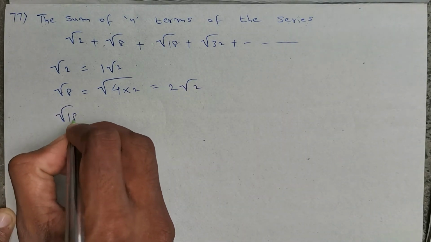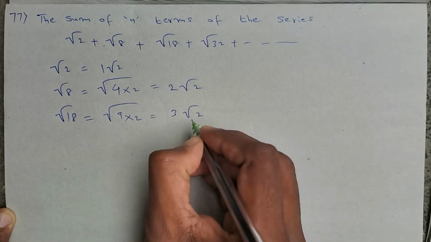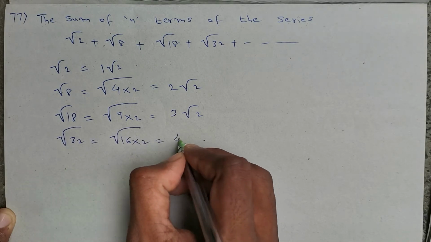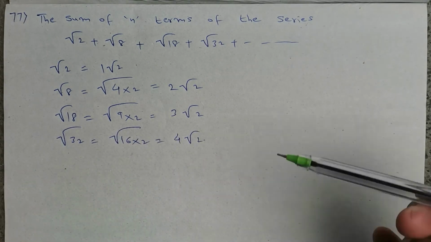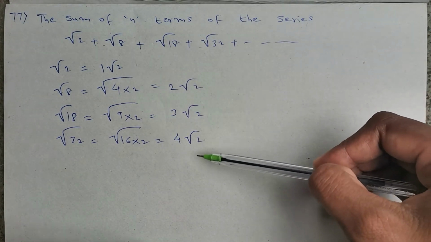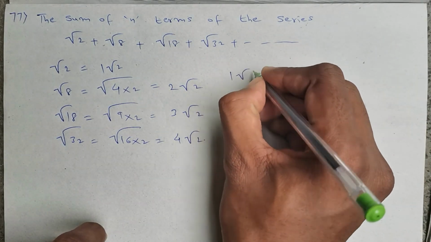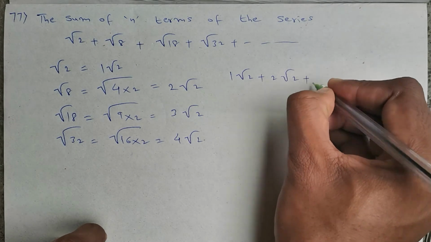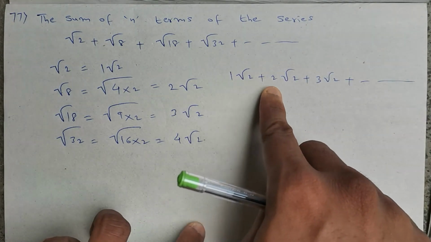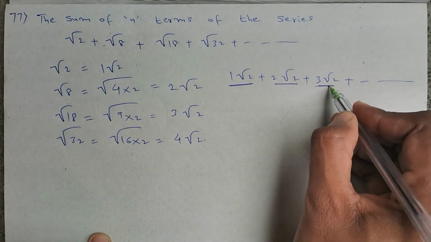The same way root 18 can be written as 9 2s are, so 3 root 2. Next root 32 can be written as 16 2s are, that is same as 4 root 2. So if you observe now clearly, first term is 1 root 2, then 2 root 2, 3 root 2, 4 root 2, 5 root 2 and so on. So the given numbers we can write as 1 root 2 plus 2 root 2 plus 3 root 2 and so on. Now from all these terms, in the first term root 2 is there, in the second term root 2 is there, in the third term also root 2 is there.